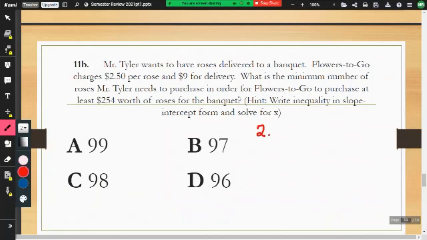Emmanuel got 2.250x because that's the one that says per plus 9. And my total is what? 254. Now it says that we have to purchase at least $254 worth of roses, meaning the $254 has to be the minimum. This is the minimum purchase. This is the lowest that my number can be. This is the least that my number can be.